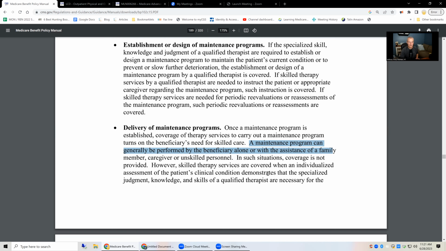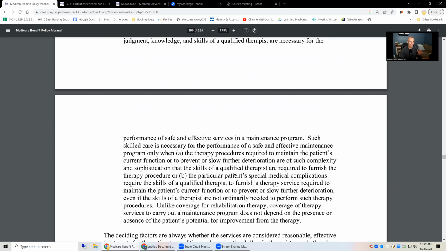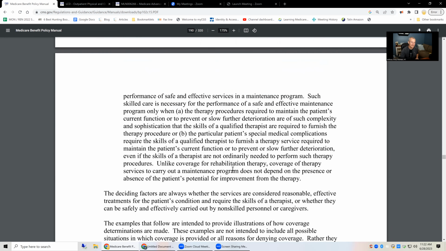"However, skilled therapy services are covered when an individualized assessment of a patient's clinical condition demonstrates that the specialized judgment, knowledge, and skills of a qualified therapist are necessary for the performance of safe and effective services under a maintenance program." Okay, so let's take a look at some examples.